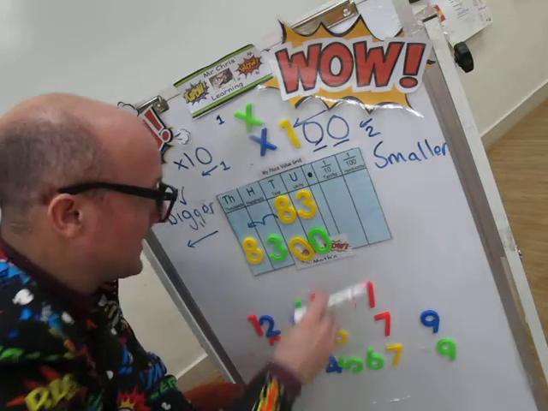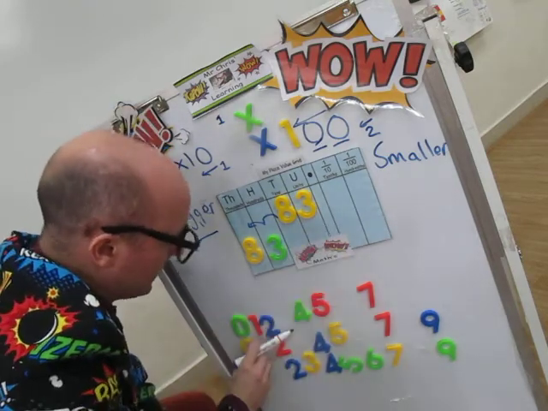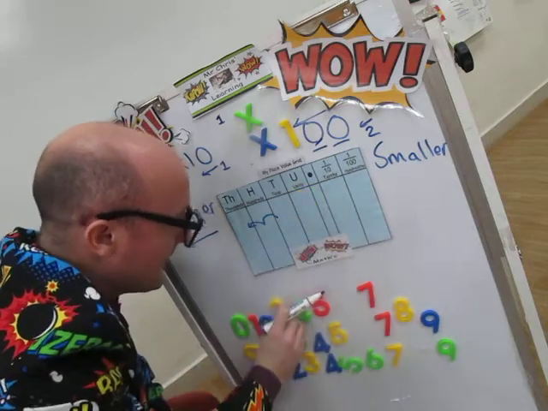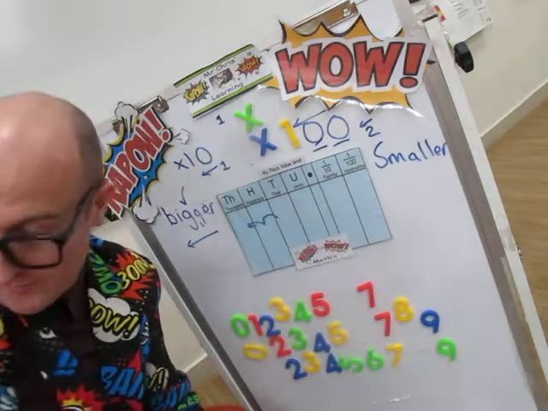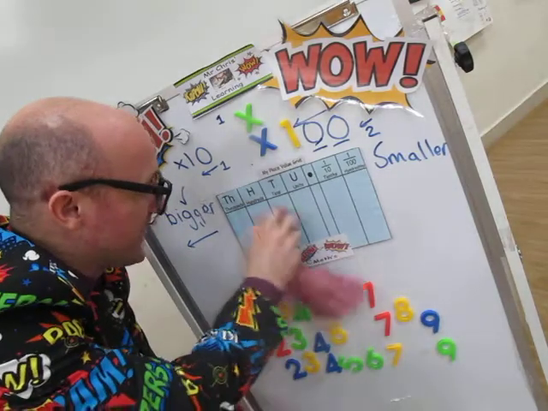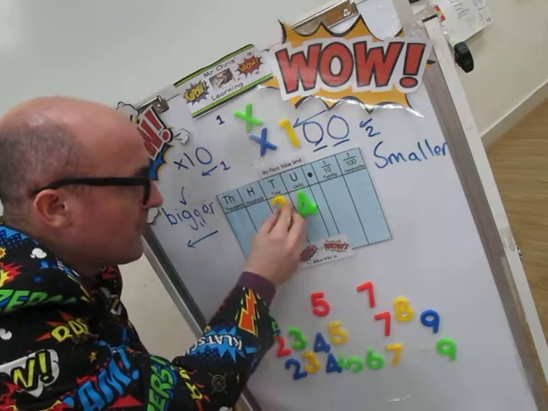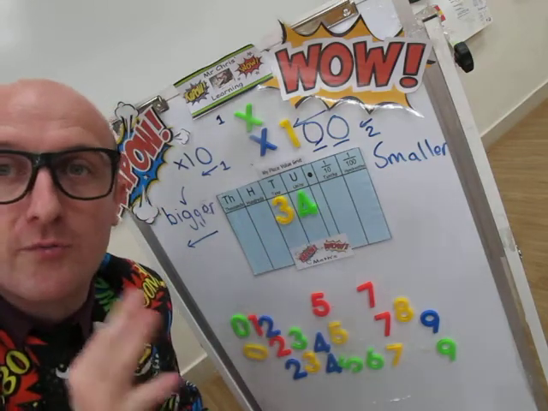Right, okay. Let's be quick because we're almost finished. Let's have a look at 34. This time times 34 by 10. Go. Times it by 10.